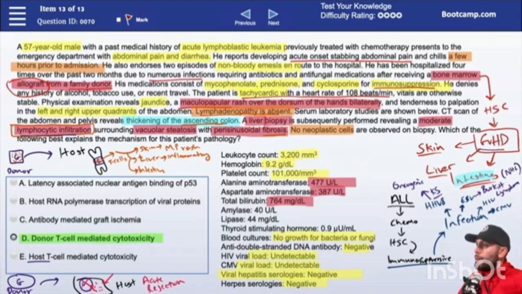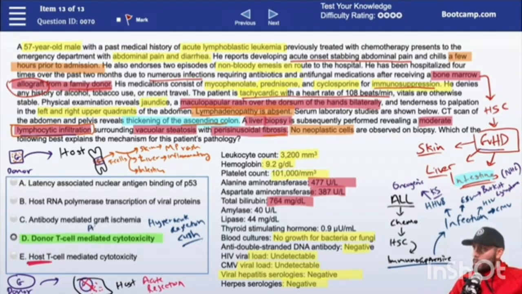C, antibody mediated graft ischemia. So what's this referring to? This would be very classic for a patient that has a hyperacute rejection. It's usually in the first 48 hours, could be in minutes as soon as they put the graft in. Essentially, it's because the host has pre-made antibodies that, as soon as you put that donor graft in, those preformed antibodies are already targeting that graft for destruction.